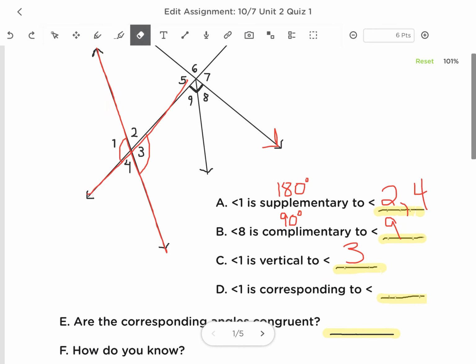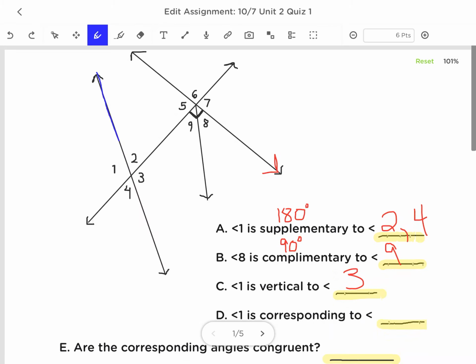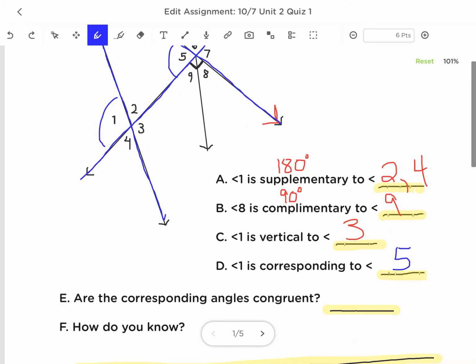And then corresponding angles are going to be in the same position of their intersection. So if we use these lines with this transversal, angle 1 would correspond to angle 5 because they're in the same position of that blue intersection. They're both on the top left corner of the intersection, so that's why they're corresponding. Are the corresponding angles congruent?